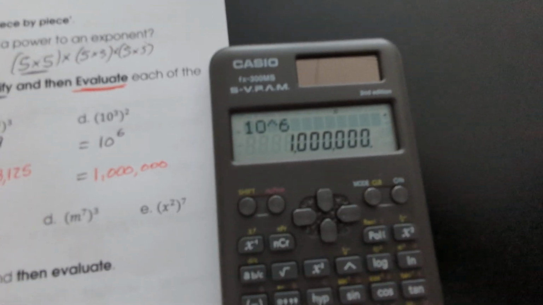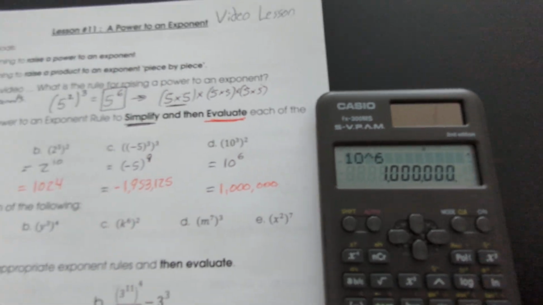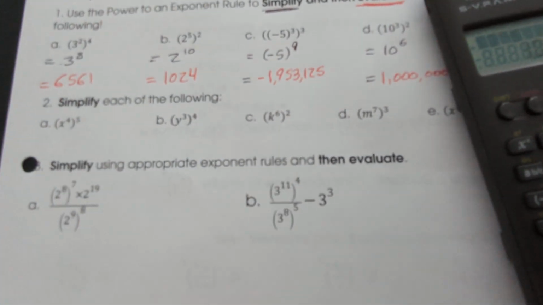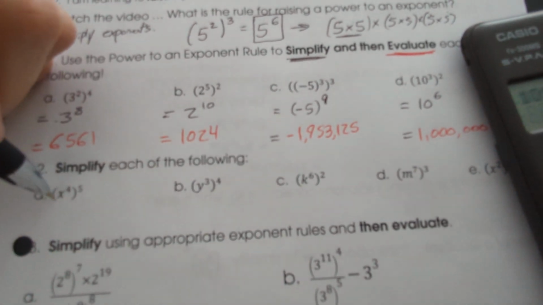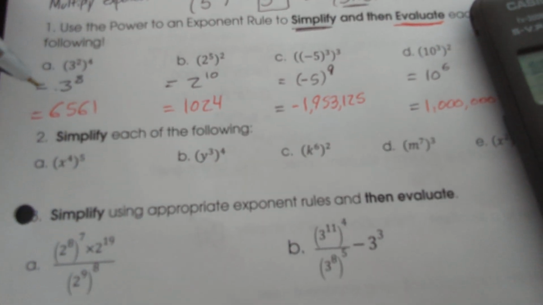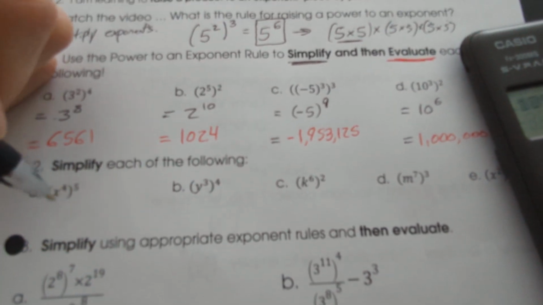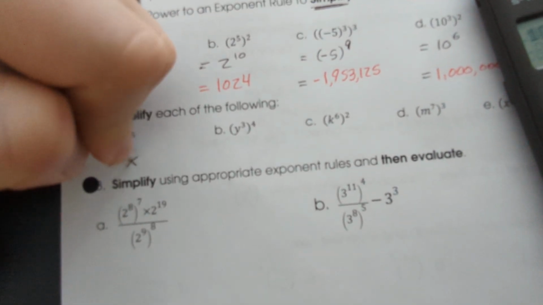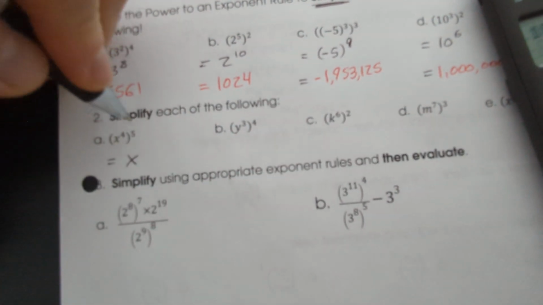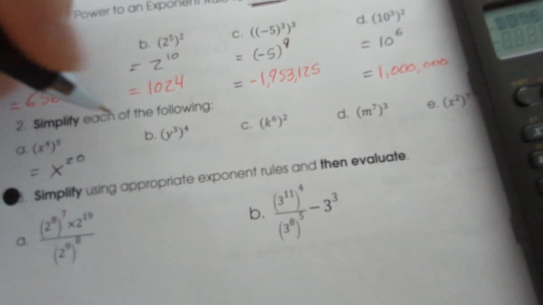Okay. 1 million. All right, next example. These ones are pretty quick and easy. When we have just a variable, we can't evaluate because there's no number to evaluate, right? So base stays the same, so it's just gonna be x, and then we multiply 4 and 5. So x to the 20.